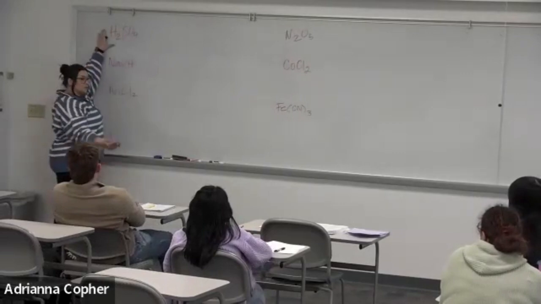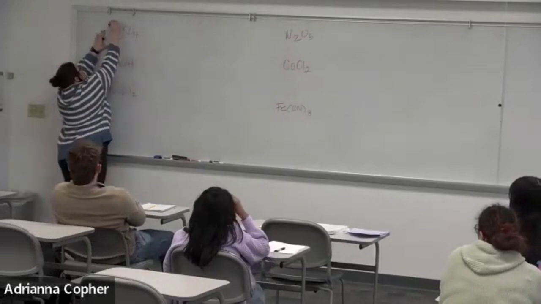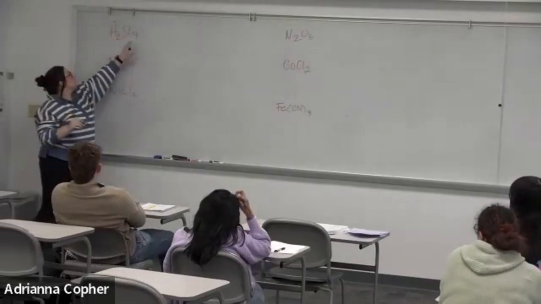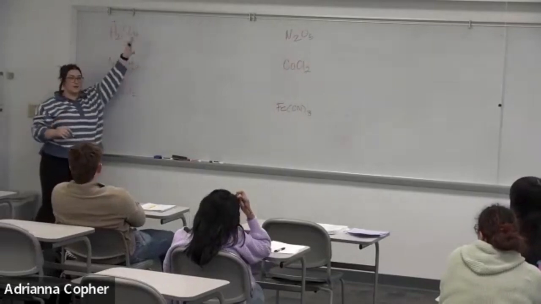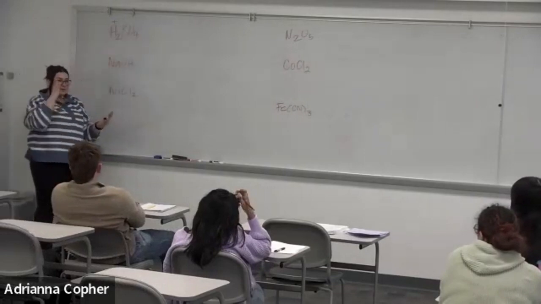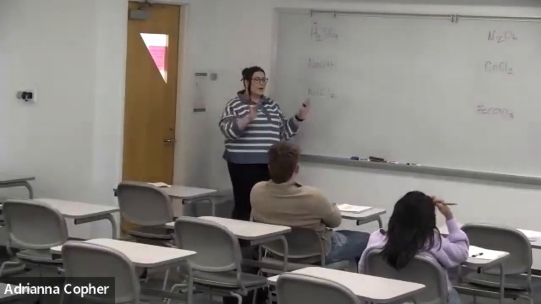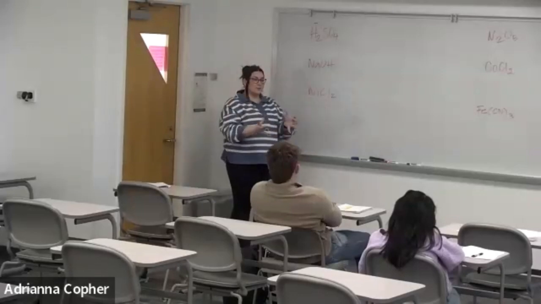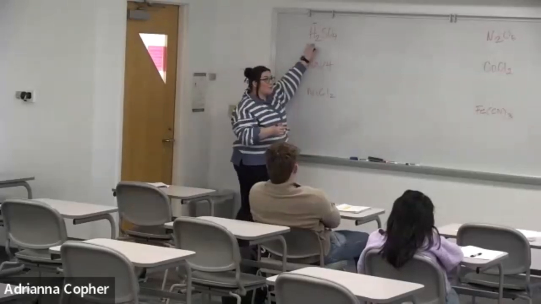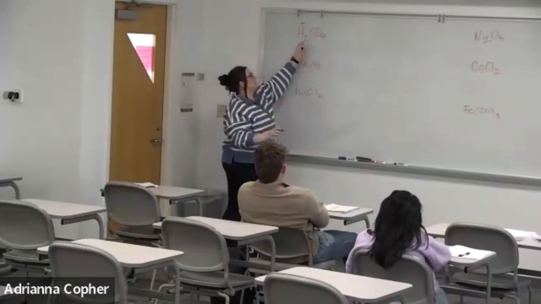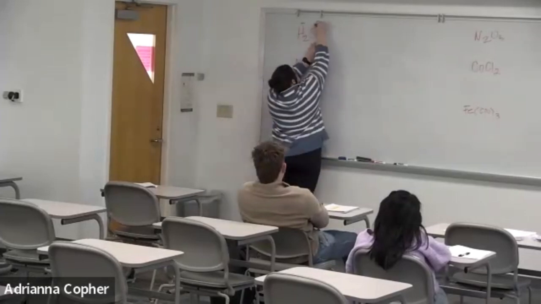Hydrogen, what's the charge? 1. Don't let that 2 freak you out. This 4 belongs to sulfate. It cannot be taken away from sulfate. Sulfate is a polyatomic ion, a bunch of things put together. We cannot break that up. So I have +1 for hydrogen, according to the periodic table. What is sulfate's charge? 2 minus.